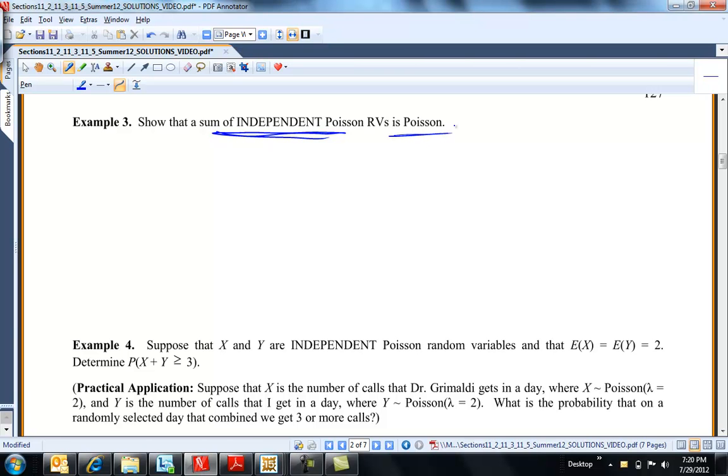So how do I do this? I'll just do it for general n random variables. So let X1, X2, X3, Xn be my independent Poisson random variables. And so let's look at the moment generating function of their sum. This is just exactly what we did with the normal. So this is the product of their moment generating functions.